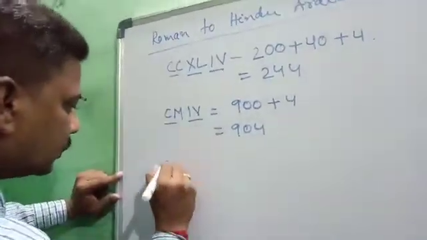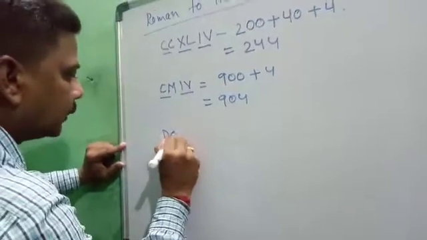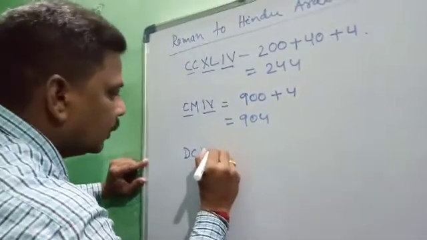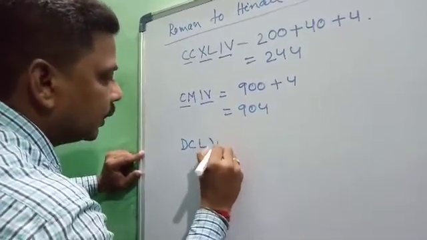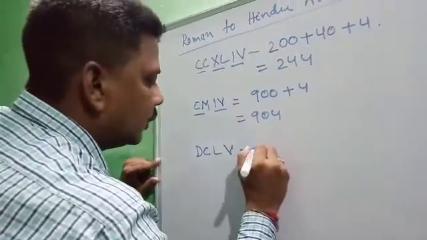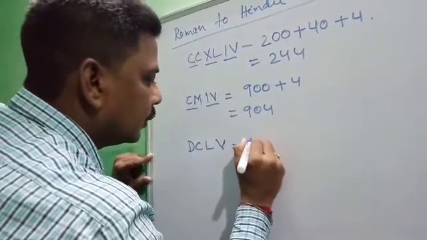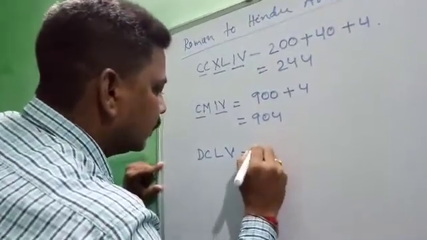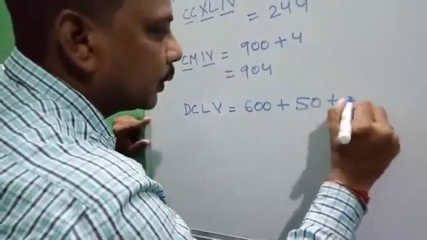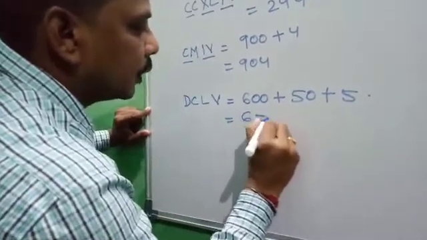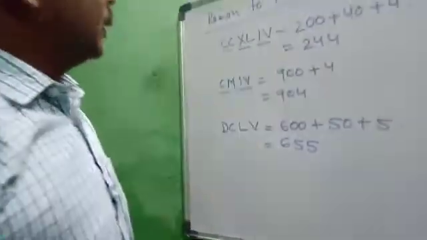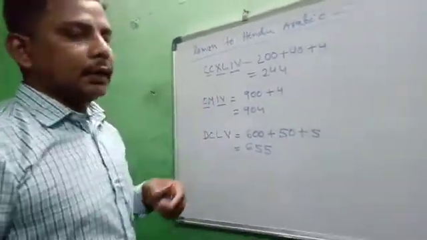Suppose D, C, L, V is given. DC means 600. L means 50 plus 5. So the number will be 655. In this way, we can convert the Roman numerals into Hindu Arabic.